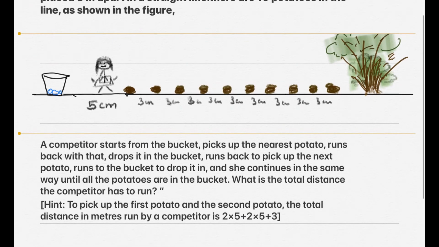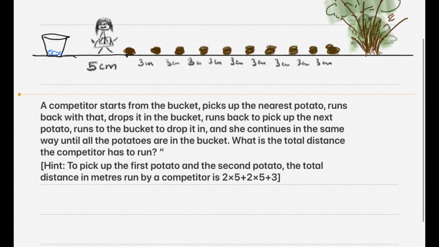Now a competitor starts from the bucket, picks up the nearest potato, runs back with that, drops it in the bucket, and then again runs to pick the next potato, then again runs back to the bucket with it, and she continues in the same way until all the potatoes are in the bucket. Now we have to find out the total distance the competitor has to run.